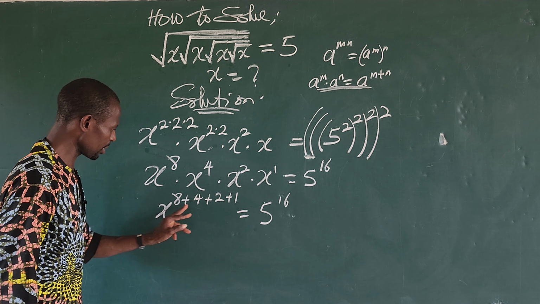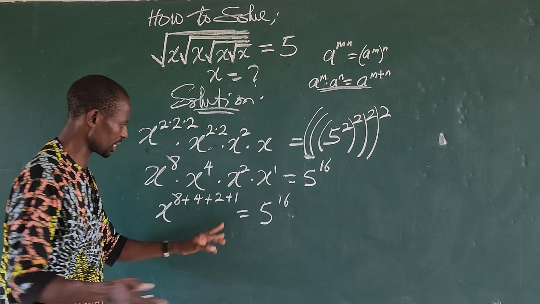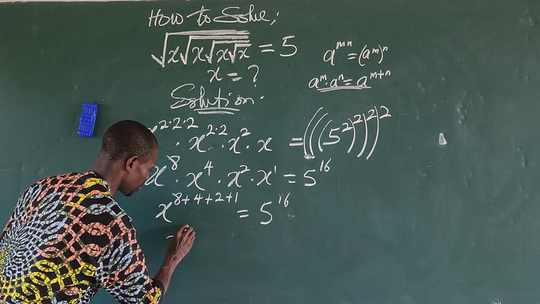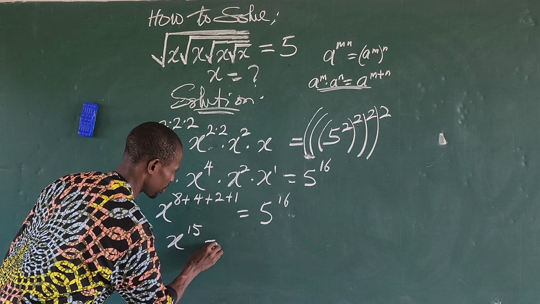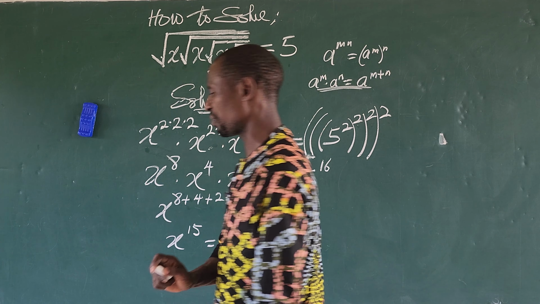So here we have 8 plus 4, that will give us 12. Plus 2 will give us 14. Plus this will give us 15. So we're going to have here x to the power of 15 equal to 5 to the power of 16. So we want to look for our x.